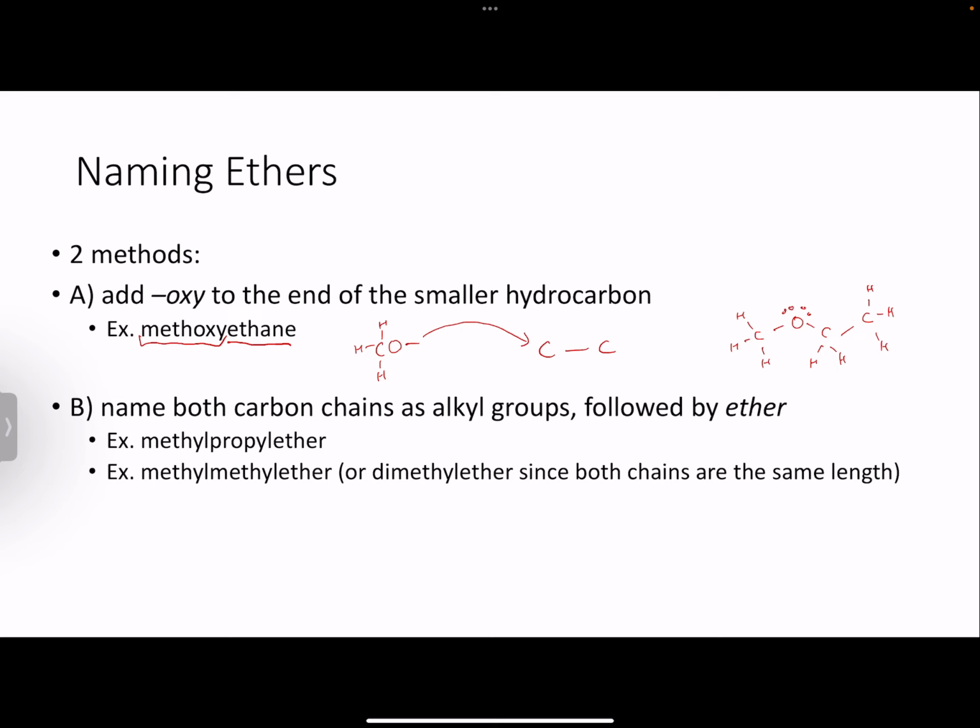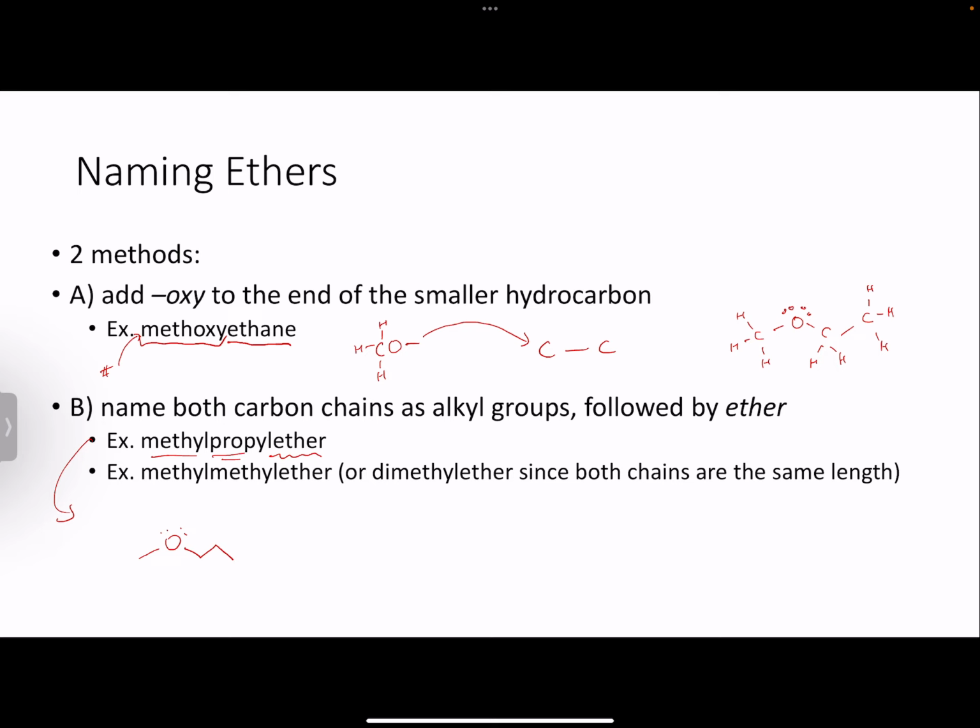If there was more than 2 hydrocarbons here, you would have a number in front telling us which carbon the methoxy goes on. The other method of naming is to treat both of these as side groups and end the molecule in ether. So if we look at this here, methyl propyl ether. So it's an ether. Oxygen is going to be in the middle. One side has to have a methyl group on it. The other side has a propyl group, which is a 3-carbon chain. So 1, 2, 3. So that's what that one looks like.